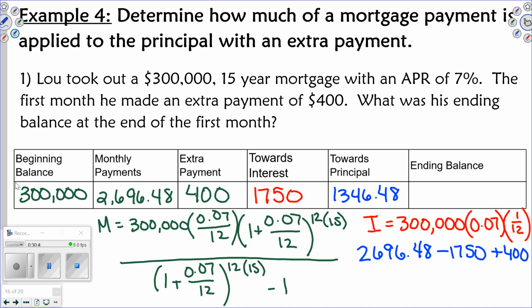All right, so then my ending balance, you take your beginning balance and we subtract the towards principal to get the ending balance. So $298,653.52. And so on and so forth. That continues until you finally pay that off. It's beautiful, isn't it?